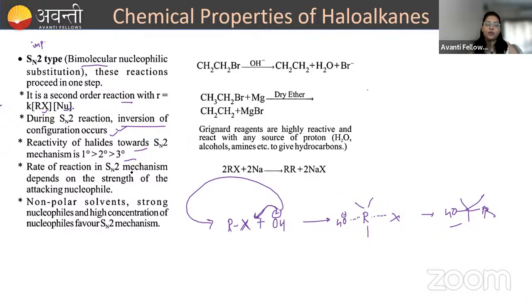The rate of reaction in the SN2 mechanism depends upon the strength of the attacking nucleophile. Here, the nucleophile should be able to do this reaction. That's why the rate of the reaction depends mostly upon the strength of the nucleophile. The stronger the nucleophile, the more easily the reaction takes place. Here, opposite of SN1, non-polar solvent is favored, as well as high concentration of nucleophile. Strong nucleophiles as well as high concentration of nucleophile favor this SN2 type of reaction. Right?